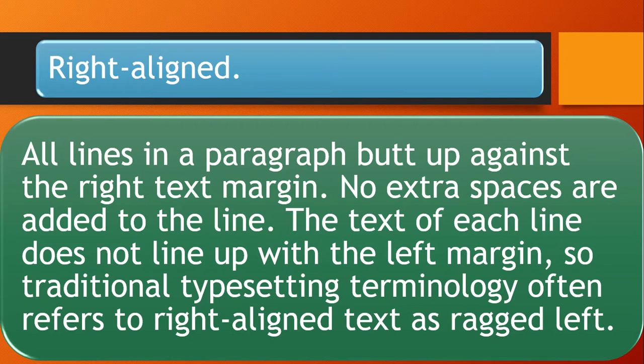Right aligned. All lines in a paragraph butt up against the right text margin. No extra space is added to the line. The text of each line does not line up with the left margin, so traditional typesetting terminology often refers to right aligned text as ragged left.